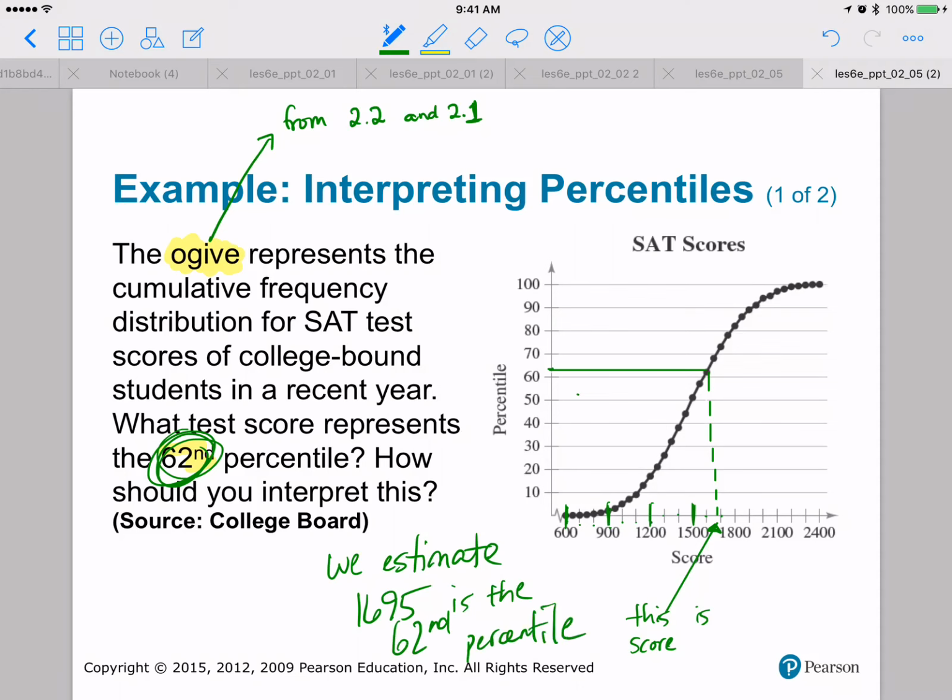And what that means is that 62% of students scored less than 1695. So 62% of students scored below 1695.